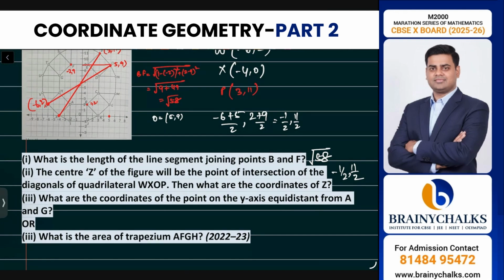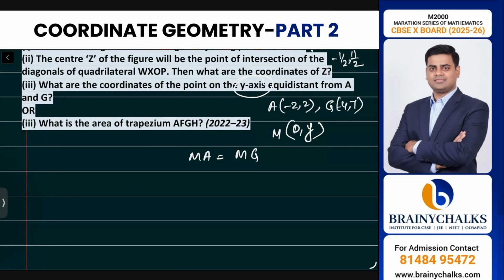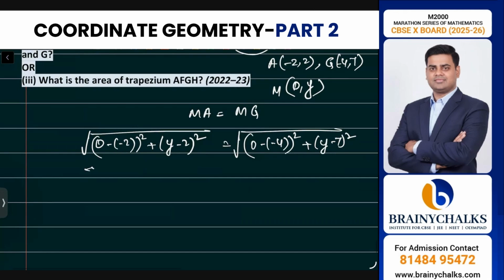Equidistant from A and G. Look at the coordinates of A, what is it? (-2, 2). And G is (-4, 7). So the point will be (0, y). So root under (0 minus of -2) the whole square plus (y minus 2) the whole square, that is equal to root under (0 minus of -4) the whole square plus (y minus 7) the whole square. Squaring on both sides will remove the square root.